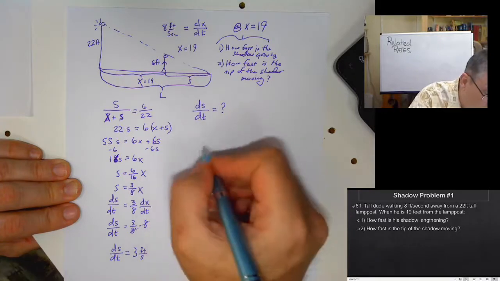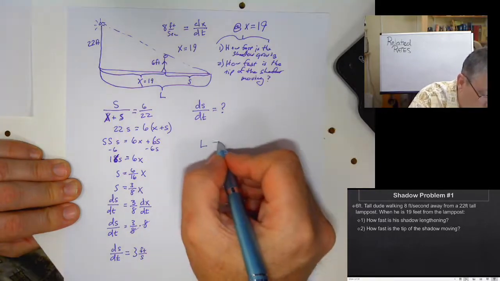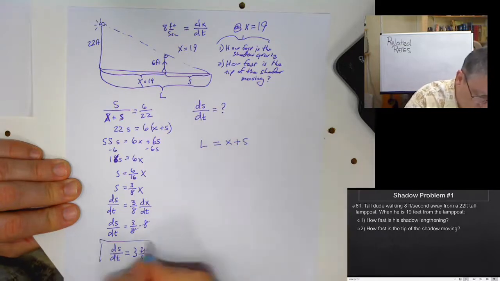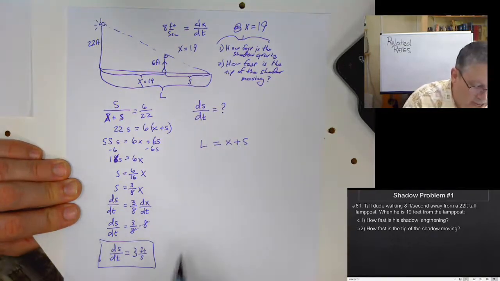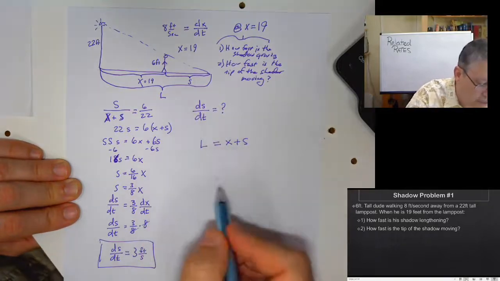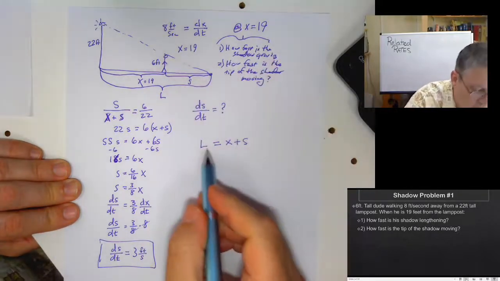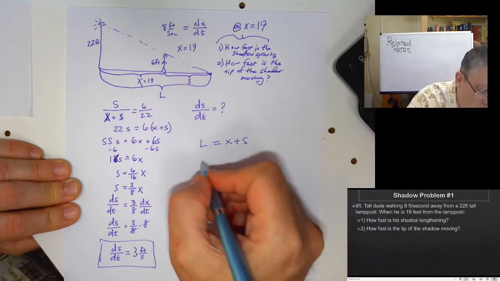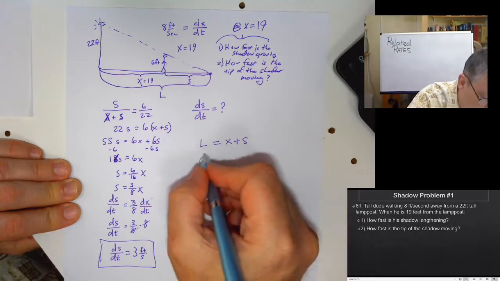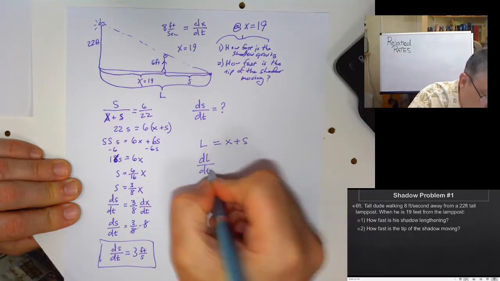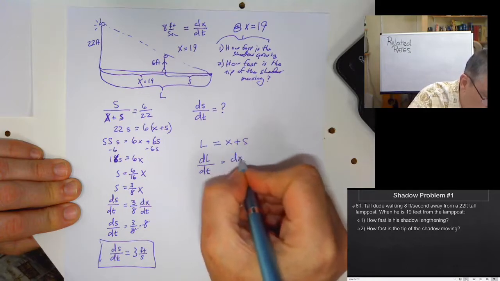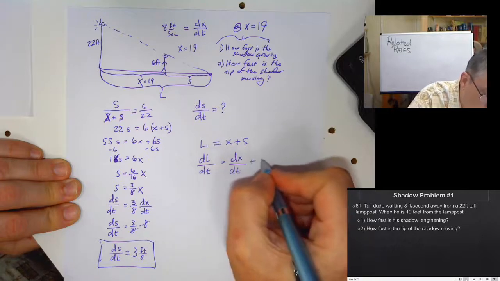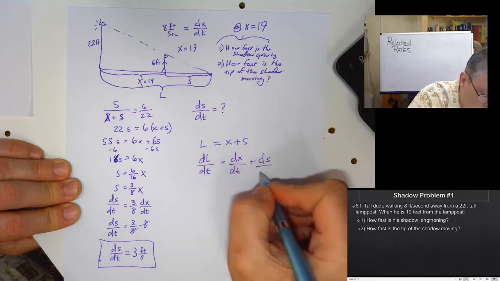Now, we know that L equals x plus s. So that's the answer to 1, right? That's how fast the shadow is growing. And now we want to know how fast the tip of the shadow is moving. So that's just our length L. And so now we're going to take the derivative of that because we want to know how fast that length is changing, right? So dl dt is going to equal the rate of change the guy's walking, plus however fast that shadow is lengthening.